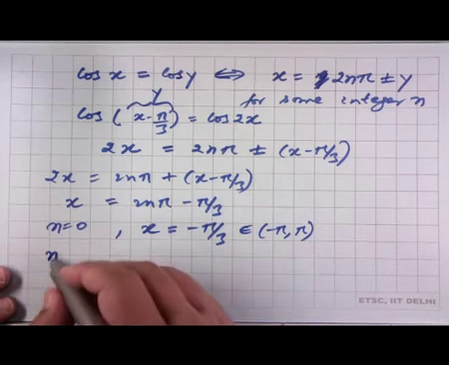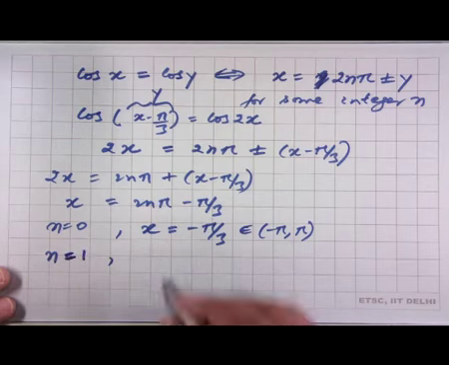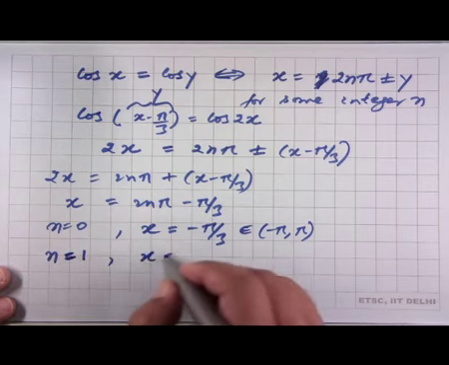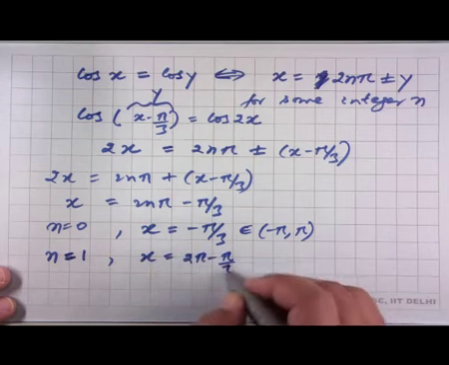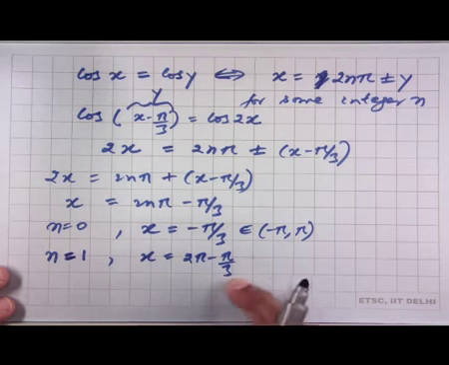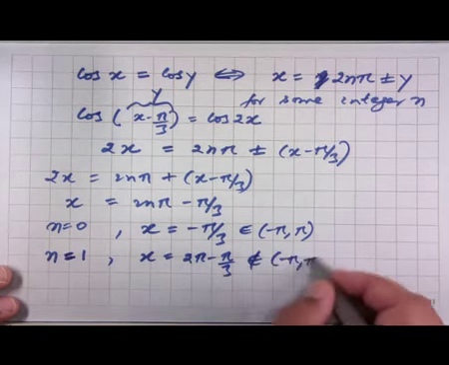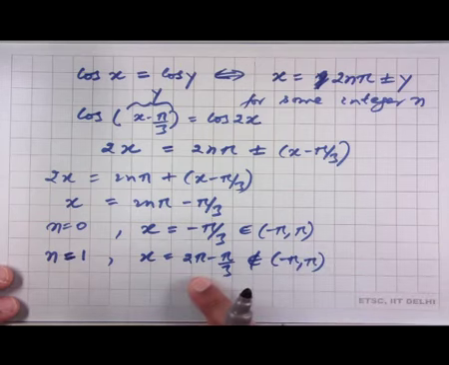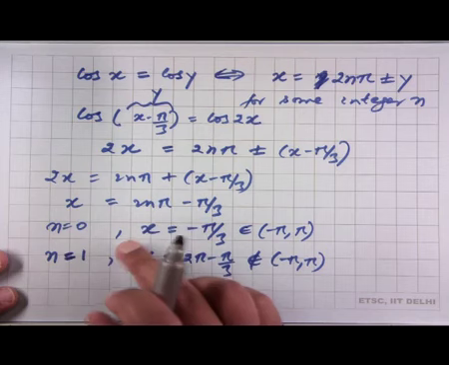But if we take any other integer value like 1, then the value of x that we get with n equal to 1 is 2 pi minus pi by 3, and this value is definitely not in the interval. So this does not belong to the interval minus pi to plus pi, and this is not a valid solution for us. And the same thing will happen if we take any other integer multiple of pi which is not 0.